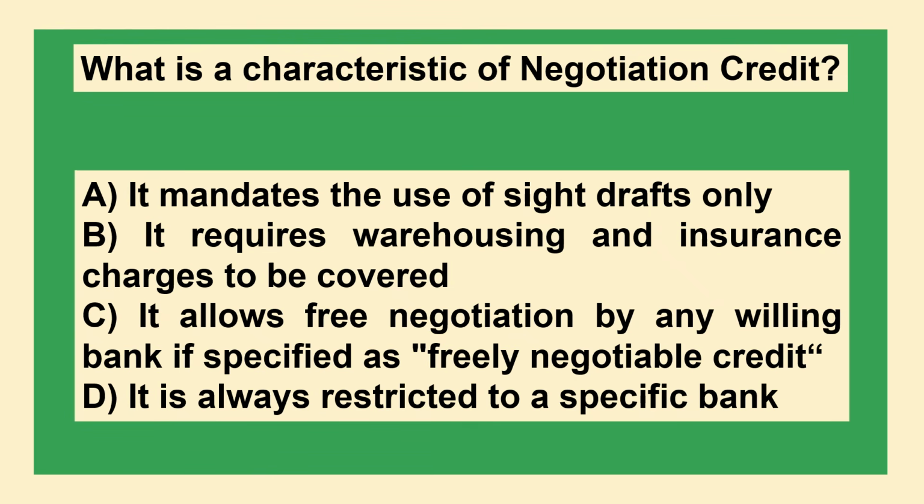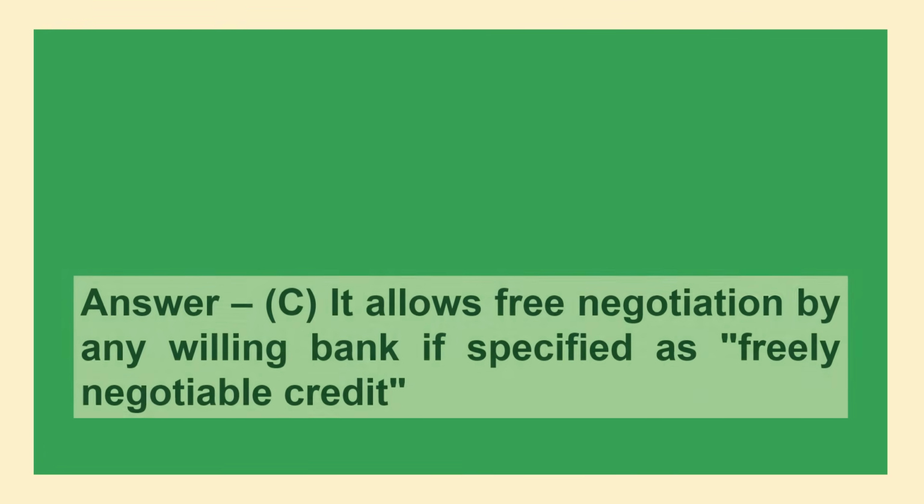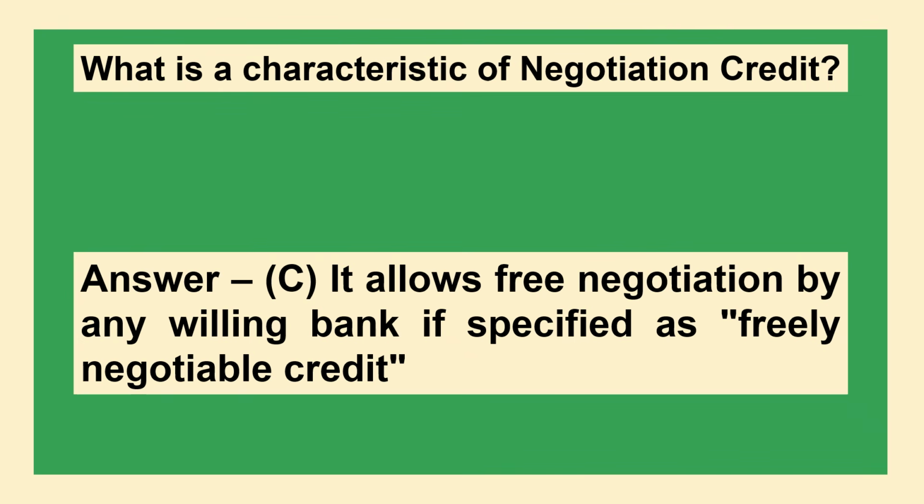Question: what are the characteristics of negotiation credit? Option A: it mandates the use of sight drafts only. Option B: it requires warehousing and insurance charges to be covered. Option C: it allows free negotiation by any willing bank if specified as freely negotiable credit. Option D: it is always restricted to a specific bank. Answer: option C: it allows free negotiation by any willing bank if specified as freely negotiable credit.